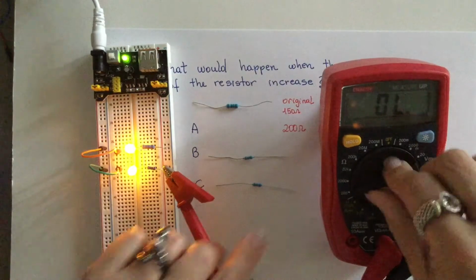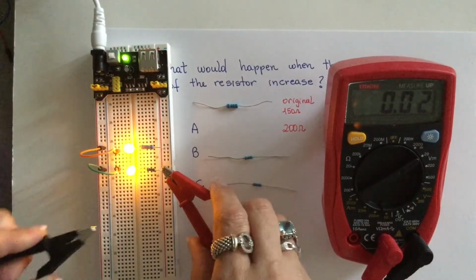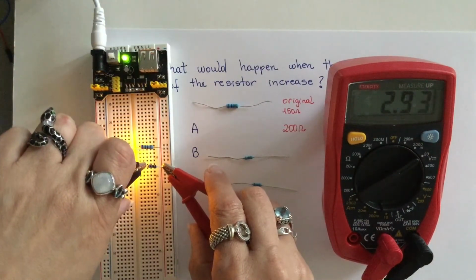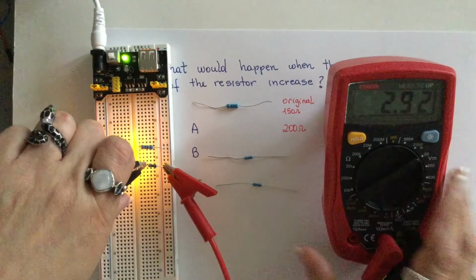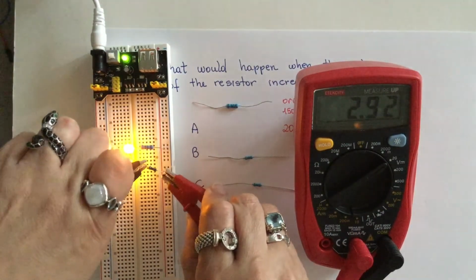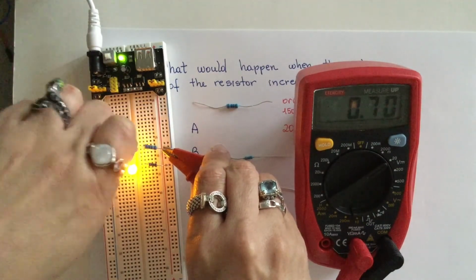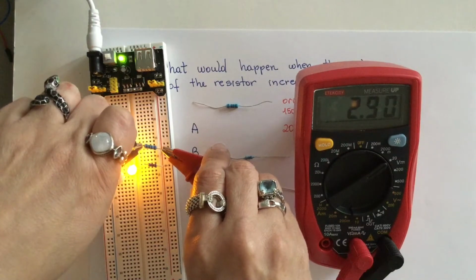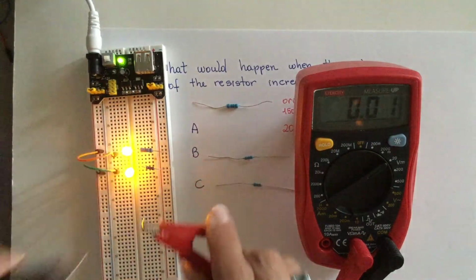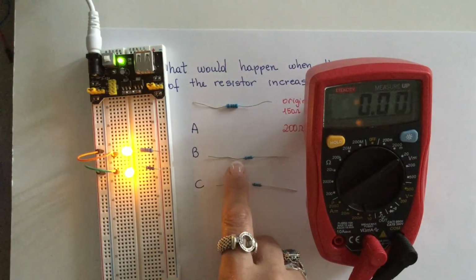I am on the wrong dial. 220 volts actually. So let's see what I get. So I have about the same voltage, about 3 volts. And I'm going to check the one with 150 one more time, and a little bit less. Okay, so let's see what happens when I switch with resistor B.